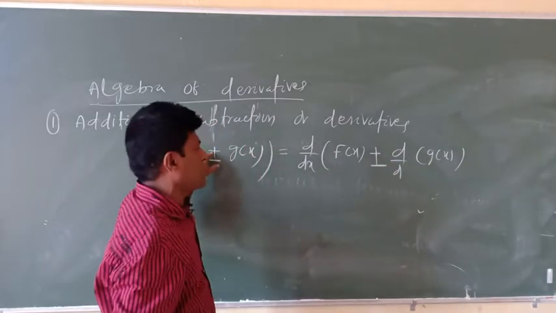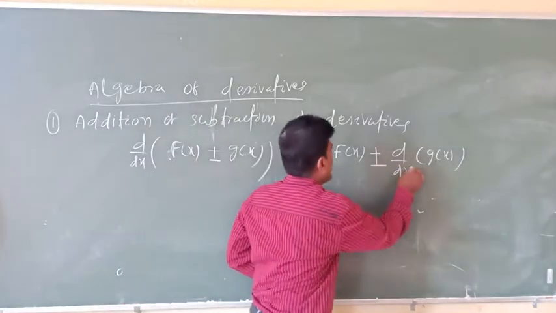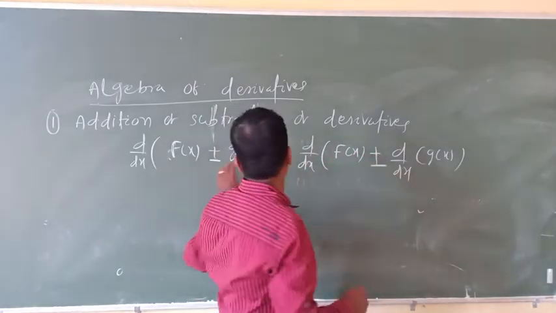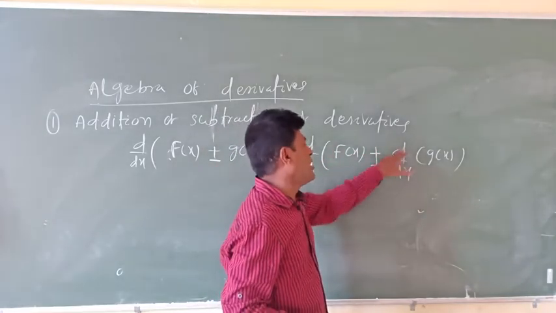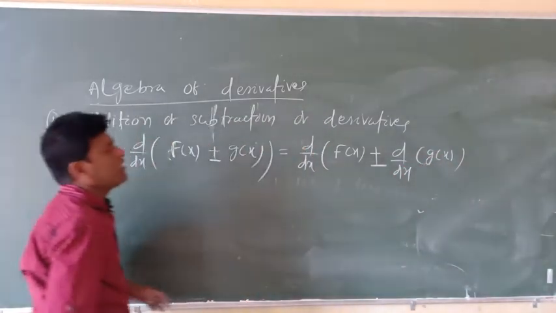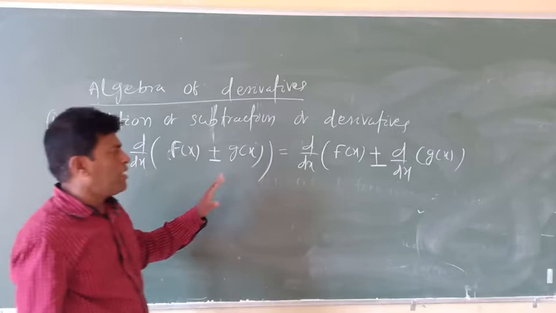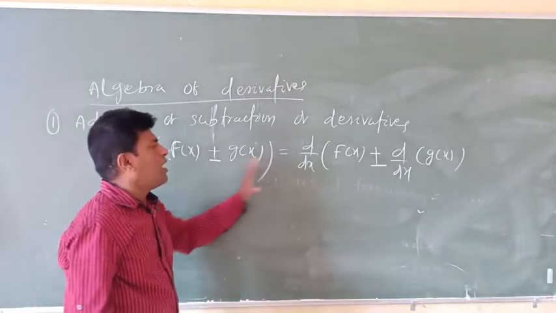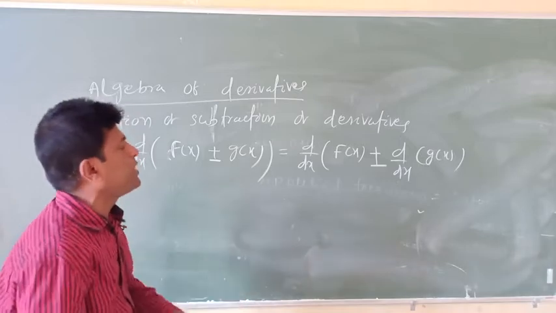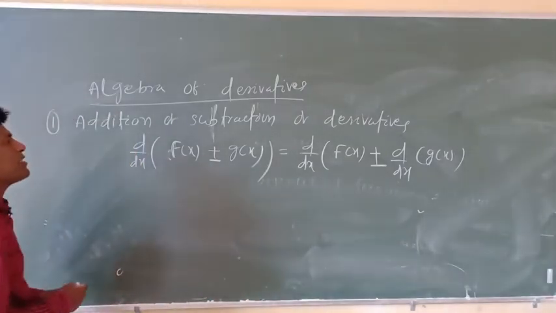Either addition or subtraction, you can write in this way: d by dx of fx plus, if it is plus you write plus, if it is minus you write minus, d by dx of gx. That is the simple process of derivative, by the distributive property of the derivative. Then addition and subtraction of derivatives.